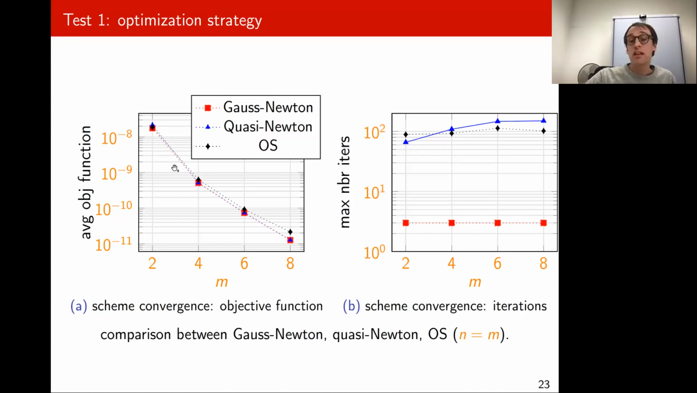And what you can see here is that all the 3 methods perform quite similar in terms of the value of the objective function. And this is not a surprise. We are all trying to solve the same problem, okay? The observation, on the other hand, is that the number of iterations changes quite dramatically for the three approaches. It's around 3 here, it's around 100 for overlapping Schwarz and quasi-Newton, okay?